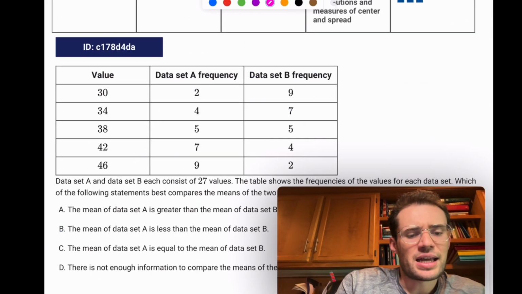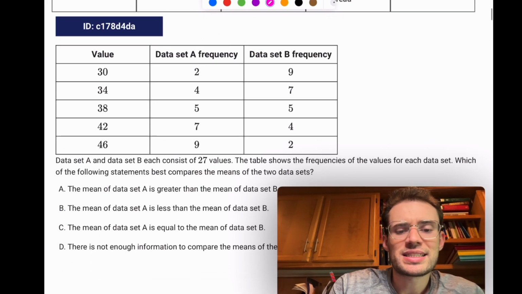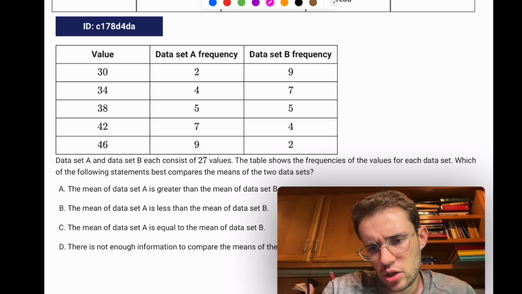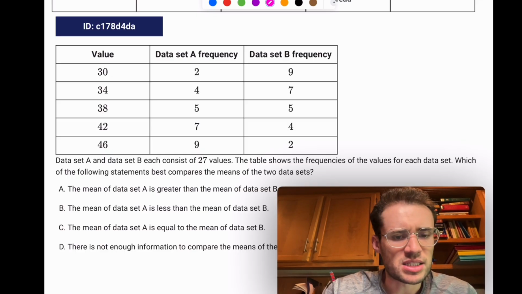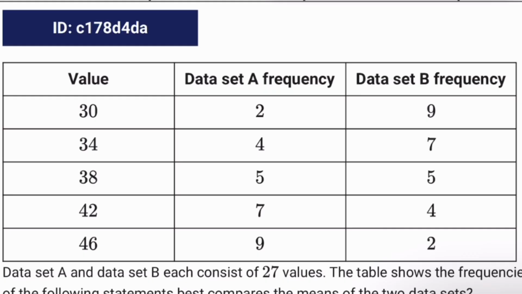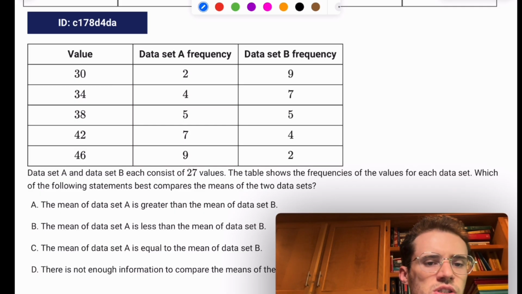Data set A and data set B each consist of 27 values. The table shows the frequencies of the values for each data set. Which of the following statements best compares the means of the two data sets? We've got the frequencies for each thing. If we want to find the means, what you do is just figure out for each one what's the sum of all these things and then divide by the number of values. Each of them has 27 values.